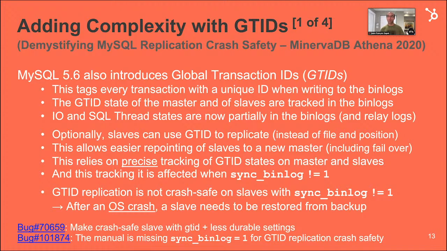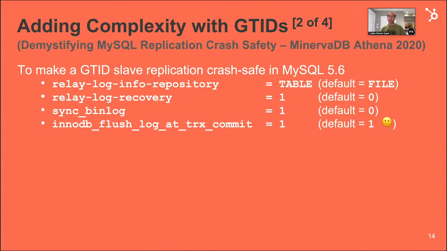And there's also a bug that I found a few days ago: the manual is not telling you that you need sync binlog equal 1 for GTID replication crash safety. So I opened this bug, I reproduced a crash and a replication break. This is a very recent bug, and this is why I say that the documentation is wrong about this subject. So for GTID with MySQL 5.6 to be crash safe, you need all those settings.